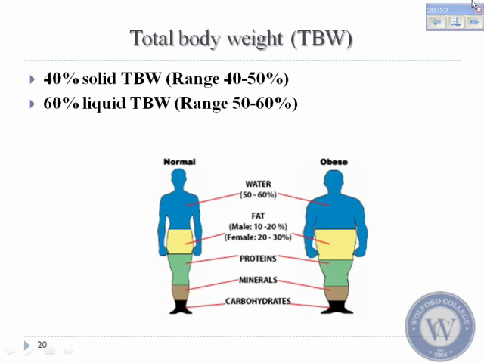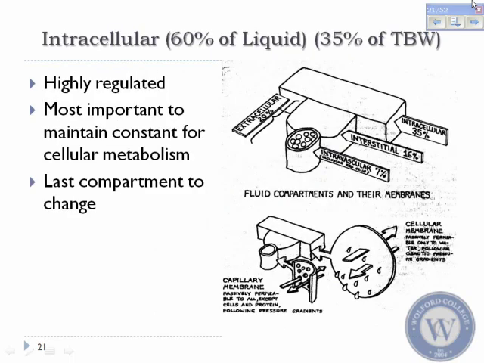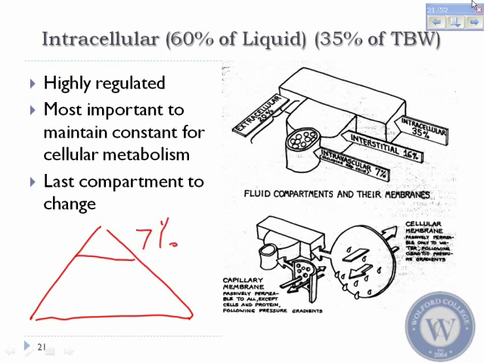Your total solid body weight is only 40%, which accounts for bones, things that really cannot be redistributed very easily. If you look at the compartments, you can see it as an upside-down pyramid. It's a pyramid that looks like this. The first compartment, which is the smallest compartment, is only 7%, your actual intravascular compartment. And that's what we work with every day. When we're putting in IVs, we're working only on the 7% compartment. So we're really not working on the major group.